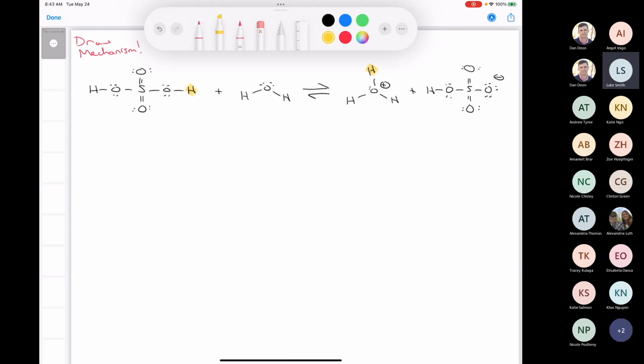I believe the tail of your arrow is actually going to start on the lone pair in the water and go to the H. Exactly. Perfect. Who said that? That was Luke. Hey, Luke, how's it going? That is perfect. Exactly. I couldn't have described it any better myself.